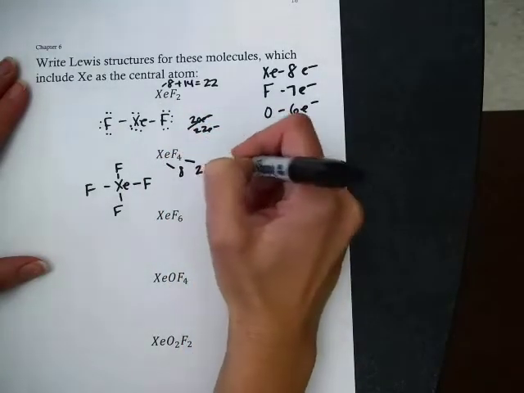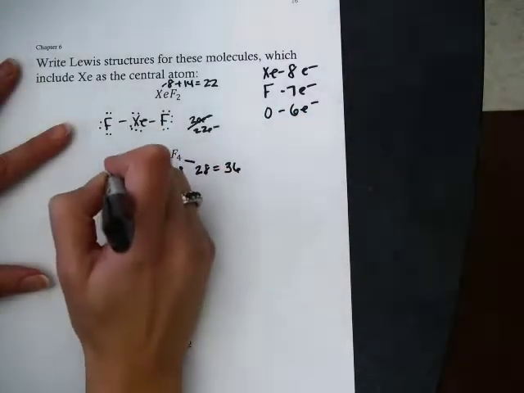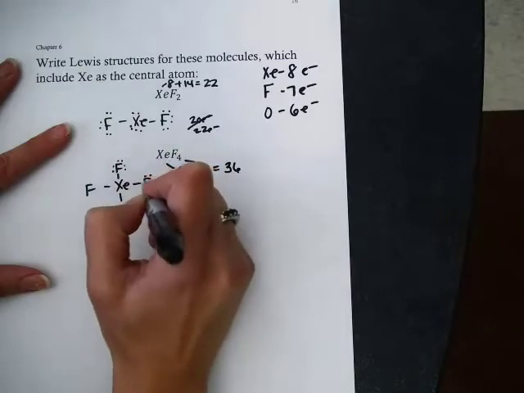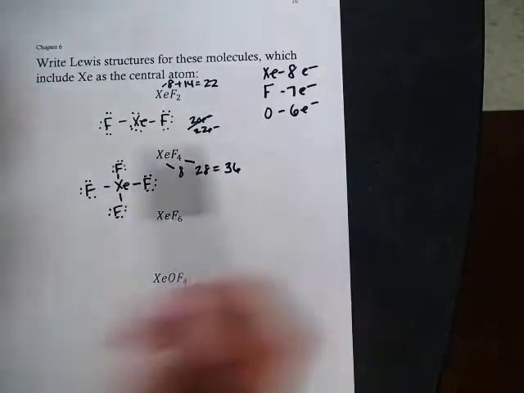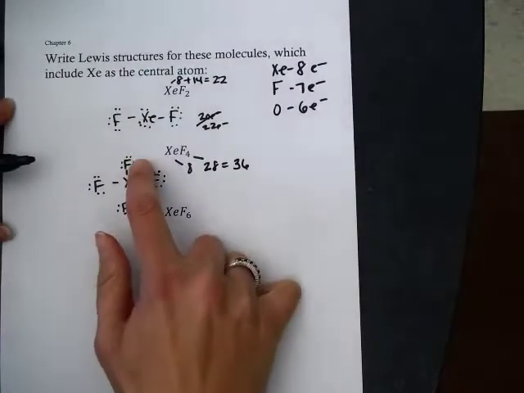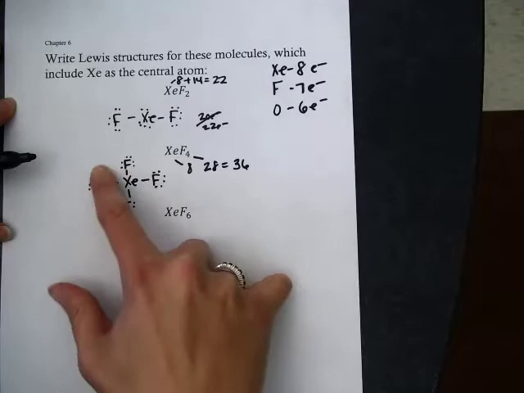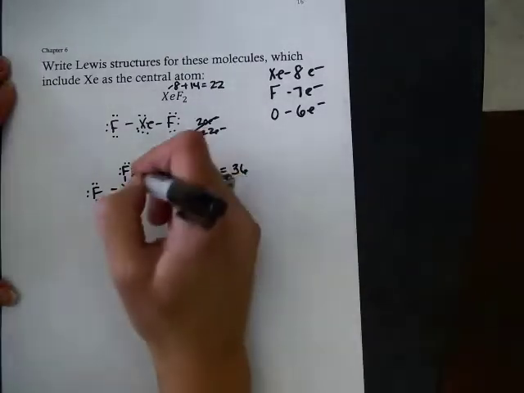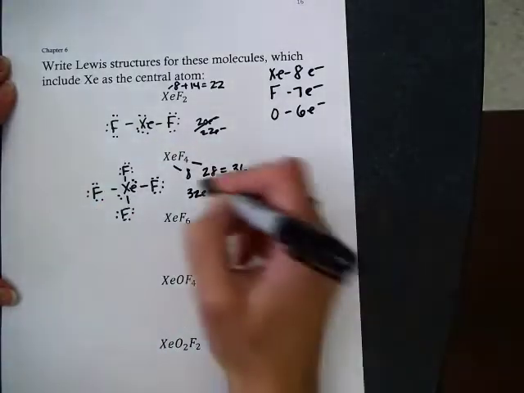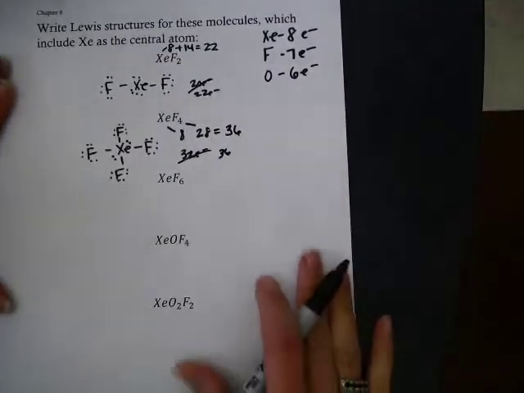For the next one, I'm going to attach 4 fluorines. That should give me 36 total electrons. Let me complete the octet. Counting them up. I have 32. So I need to add 4 extra electrons. That's 2 pairs, again, on the central atom, and that gives me all formal charges of 0.